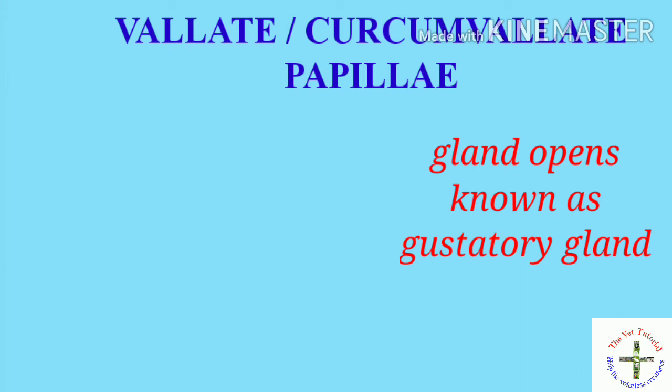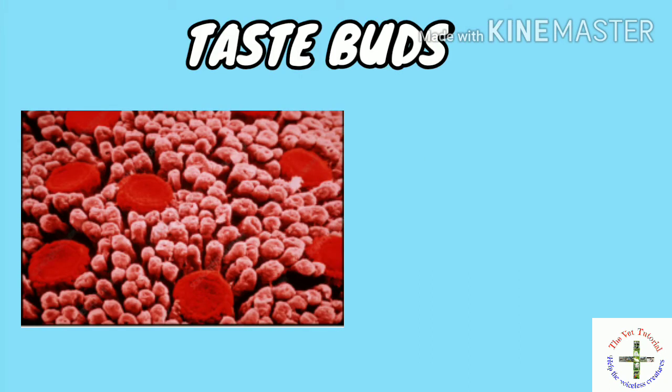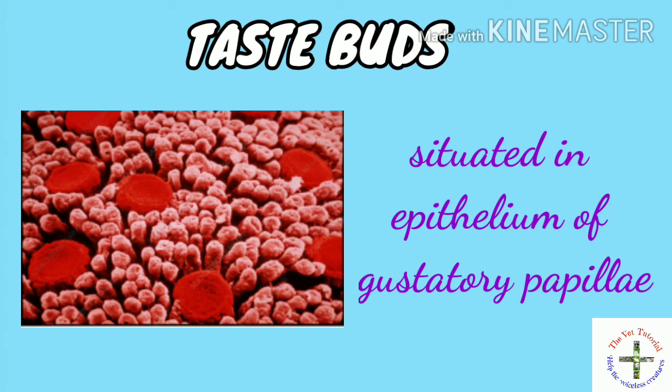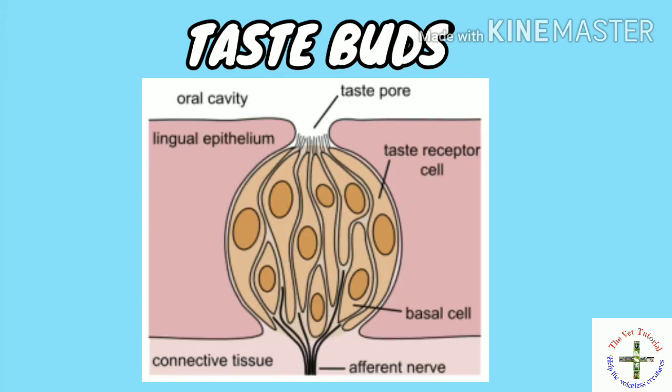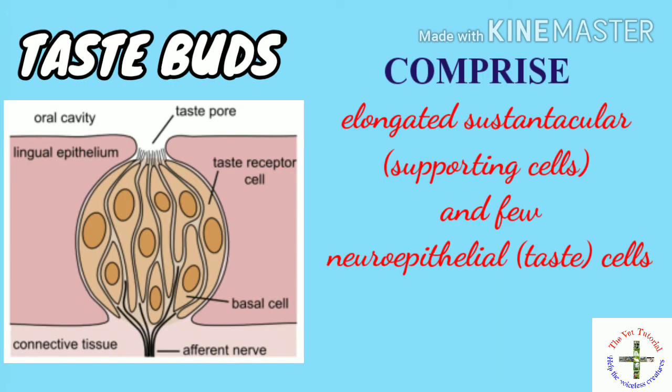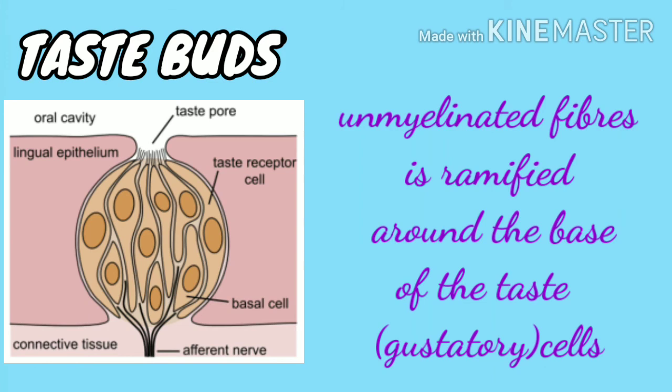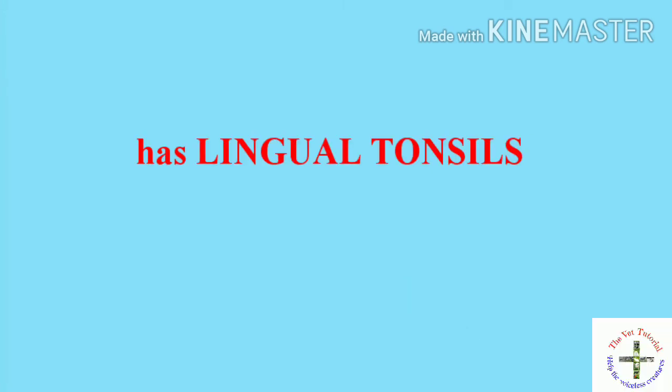And then let's study briefly about taste bud. It is situated in the epithelium of gustatory papillae. It has an oval body, a neck and a taste pore. It comprises the elongated sustentacular supporting cells and a few neuroepithelial cells, that is taste cells. And the unmyelinated fiber ramifies around the base of the taste or gustatory cells. And it also has lingual tonsils, which are aggregations of lymphoid follicles at the root of the tongue.